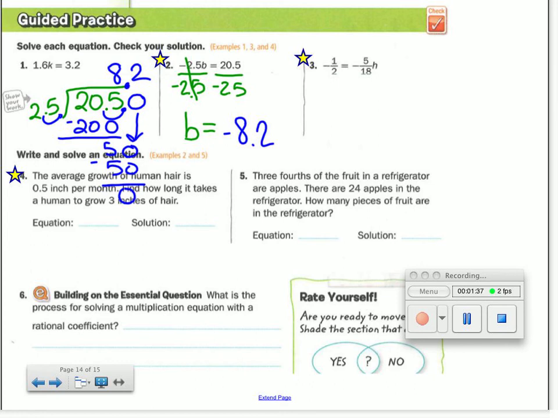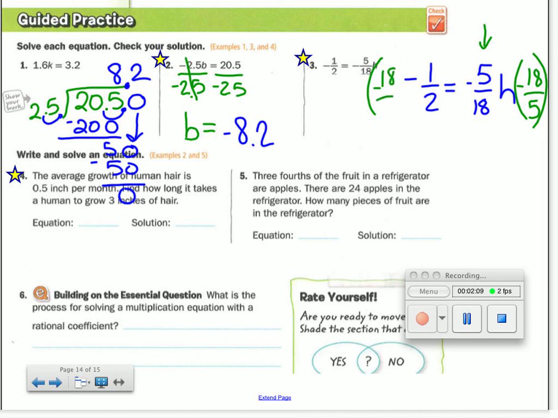All right, let's take a look at number 3. I'm going to rewrite it just so we have a little more room. Now, be careful. What is the number you want to get rid of so that h is by itself? Yeah? Negative 5 over 18. Correct. This is your number. That's your coefficient. You need to get rid of it. So to get rid of it, you multiply by its reciprocal, by the flip. And then what you do to one side, you go ahead and do to the other side. All right? These are going to cancel each other off because they'll become a 1.